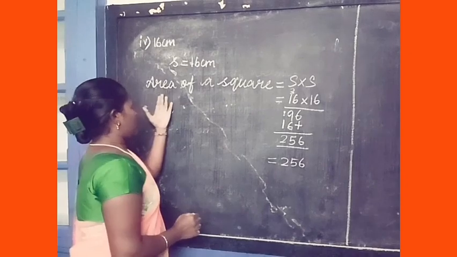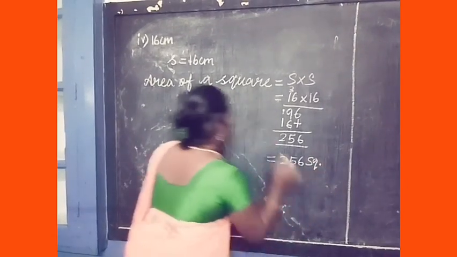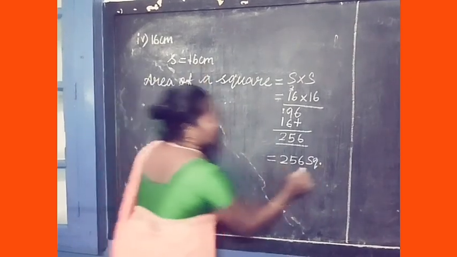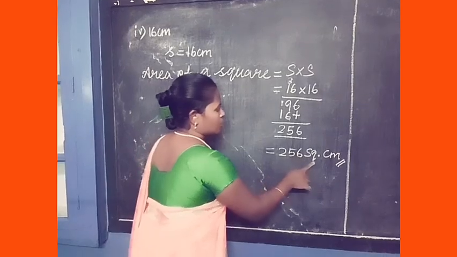So you have to write first square. What is the unit value? Centimeter. So the answer is 256 square centimeter.